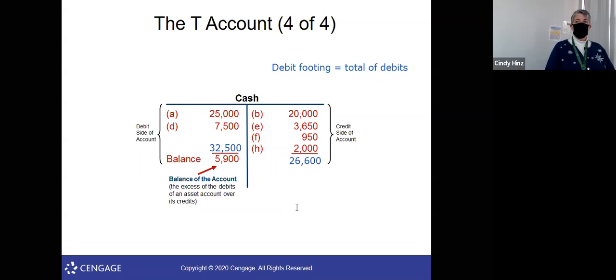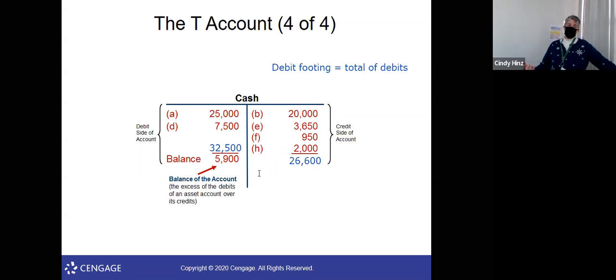If you think about it, you already know how to do this. You already know how to balance an account. You just don't maybe know it by those terms. We put in 32.5, we took out 26.6. How much do we have left? Well, we subtract. 5,900 is what we have left. That's the balance in the account.